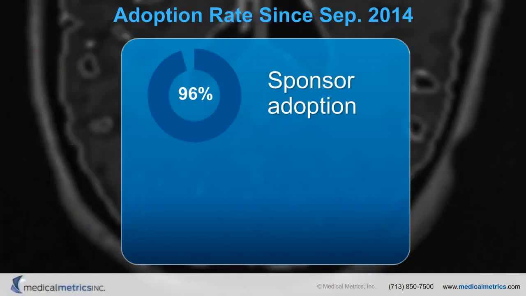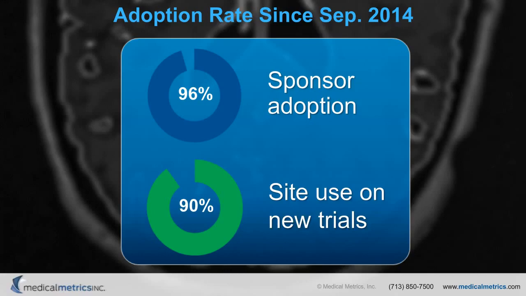Now let's take a look at platform adoption rates over the last 2 years, from September 2014 to today. Over the last couple of years, there has been strong adoption of the system by the vast majority of our sponsors. Internal data shows an adoption rate of 96% for sponsors of new studies at Medical Metrics. Clinical trial sites have also shown a positive adoption rate of about 90%.